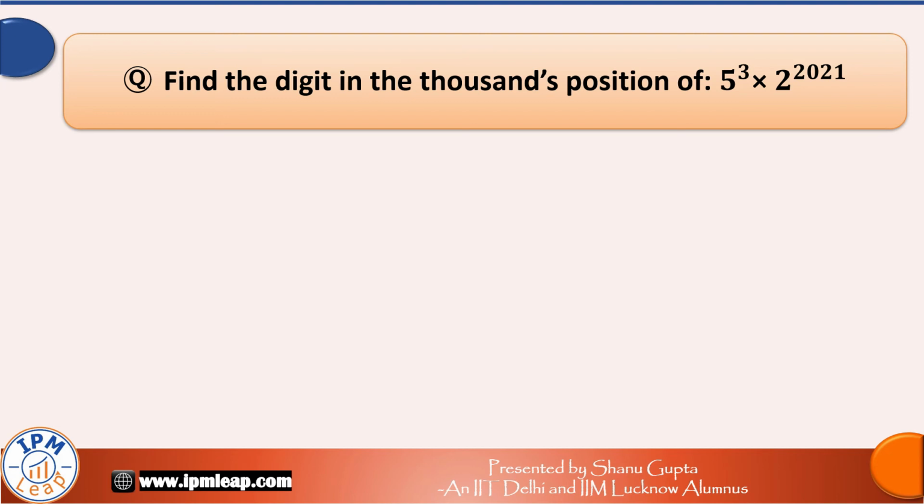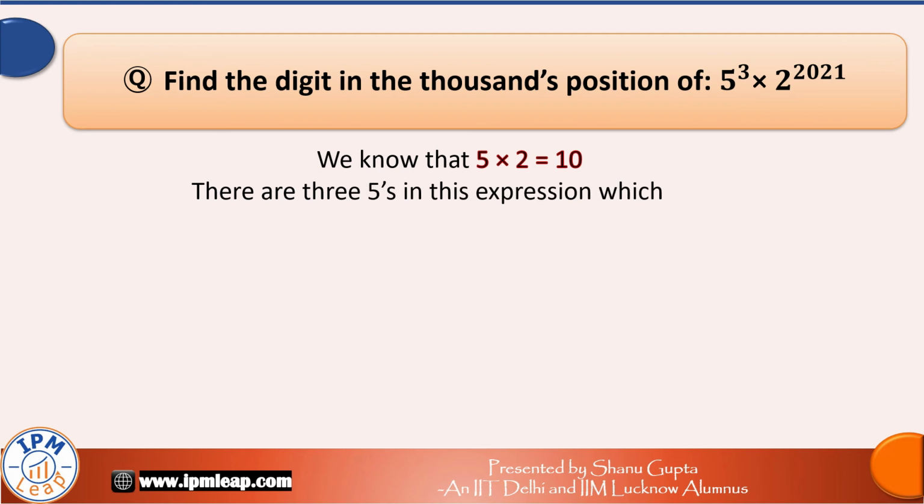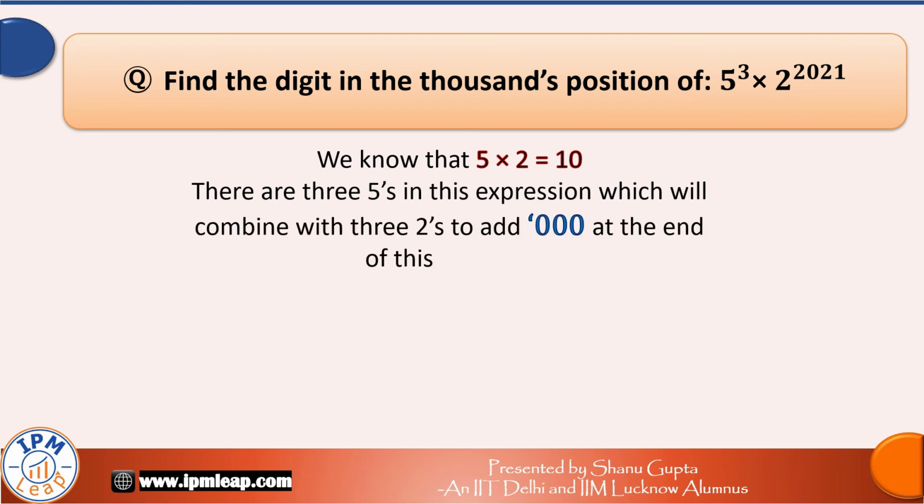So this expression has 3 5s multiplied with 2021 2s. And we know that 5 into 2 is equal to 10. The 3 5s in this expression will combine with 3 2s to add 000 at the end of this number. We can see this happening from the following equation.